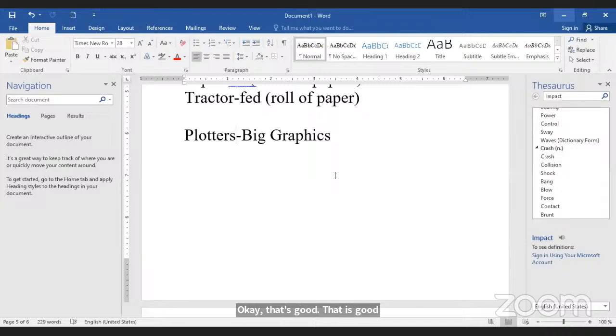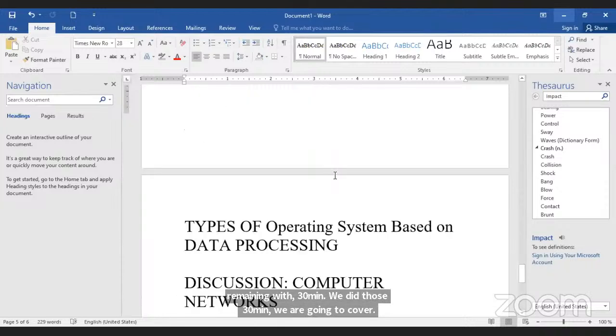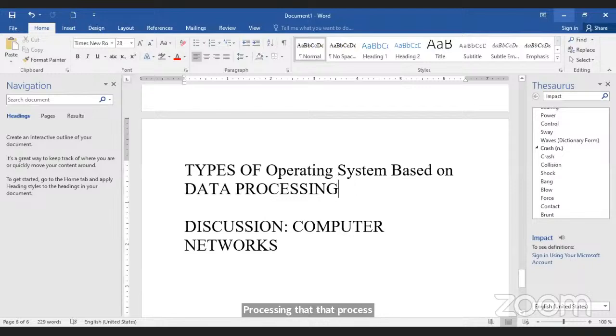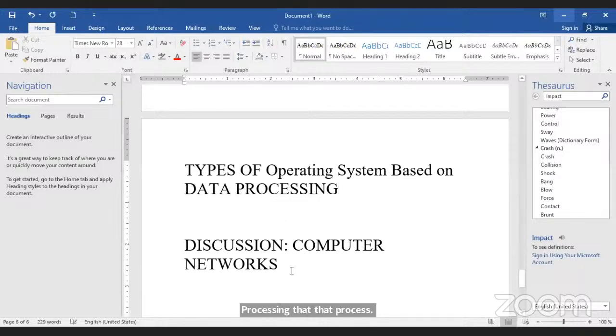We're remaining with 30 minutes. Within those 30 minutes, we're going to cover data processing. Then I'll give you a discussion on computer networks. We shall discuss this one next week. Remember this meeting is being streamed on YouTube, and you can listen to it again. Maybe after this, I'll share a link, because today we have covered a lot, which needs revision.